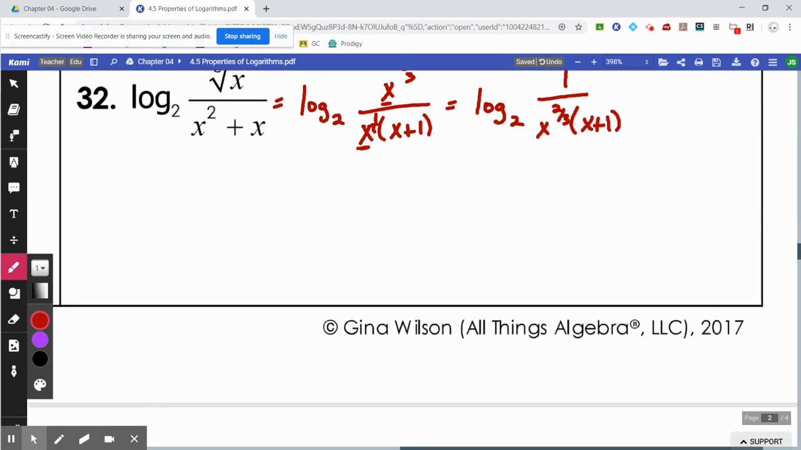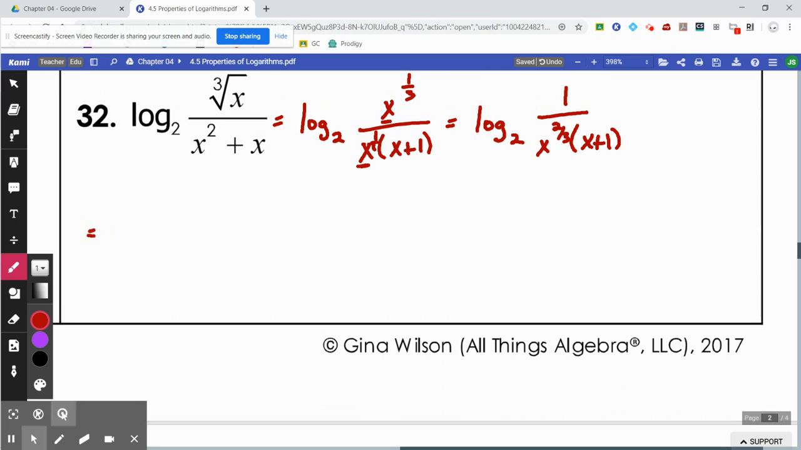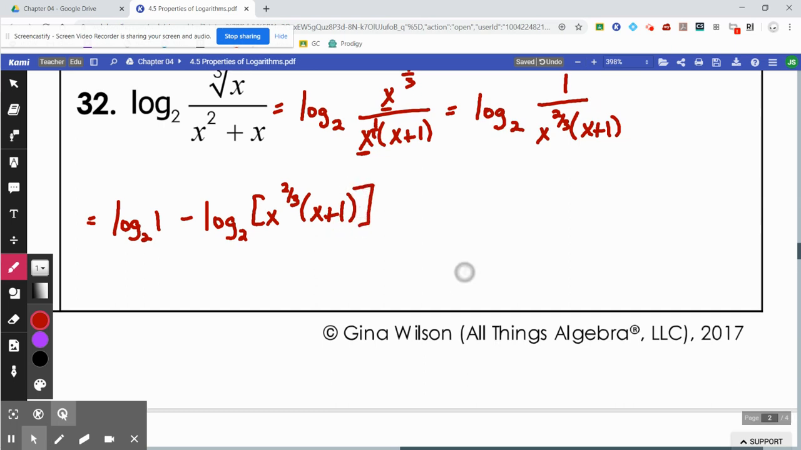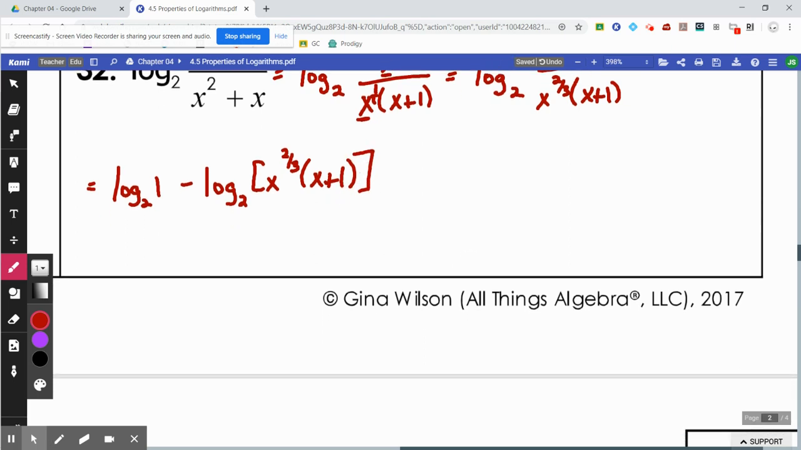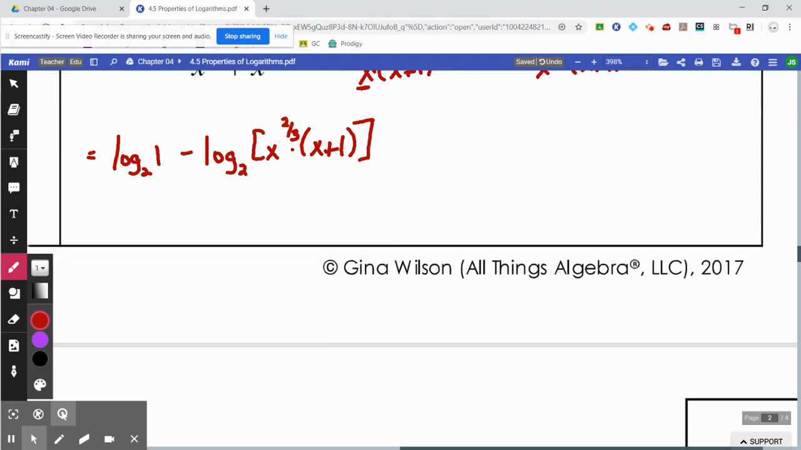So now that could be written as the log of a quotient would be the log of the top minus the log of the bottom. And that'd be base 2 there. And the bottom was x to the 2/3 times x plus 1. Now also on bottom you have a product here. So now let's talk about this first though. Log base 2 of 1.